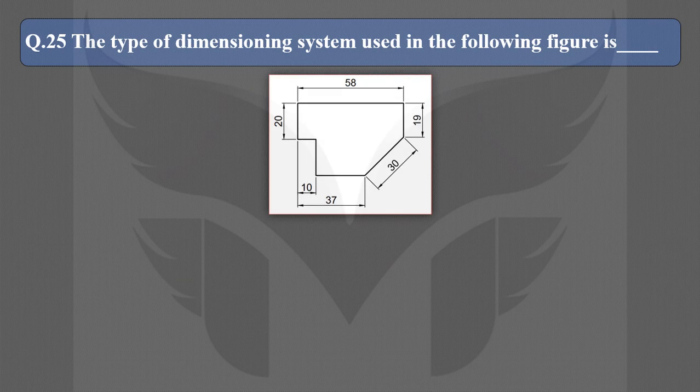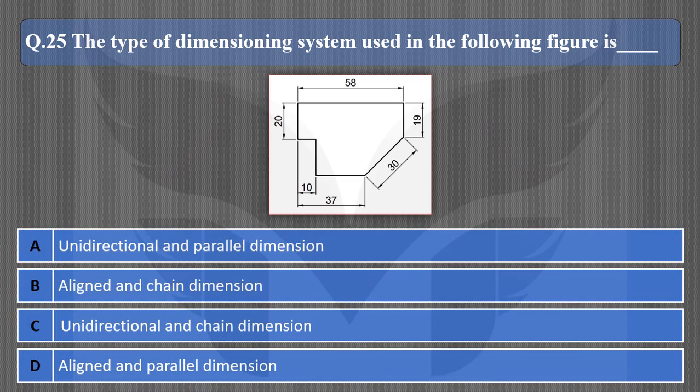The type of dimension system used in the following figure is, and here are the options. Option A, unidirectional and parallel dimension. Option B, align and chain dimension. Option C, unidirectional and chain dimension. And option D is align and parallel dimension. In this figure, the aligned dimension system is used, and also these 10 and 37 dimensions are given in parallel fashion. So here the correct option is D, align and parallel.